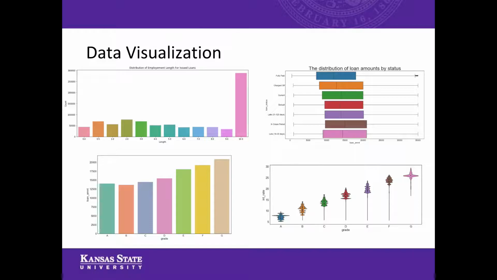Let's see this visualized data set. The first graph shows the employment length and how many times they borrow. As you see in this graph, the longer you're working, the higher amount you borrow. Most of the borrowers have been working 10 years or more, so we can easily assume that borrowers are older than their 30s, because people usually start working in their 20s.